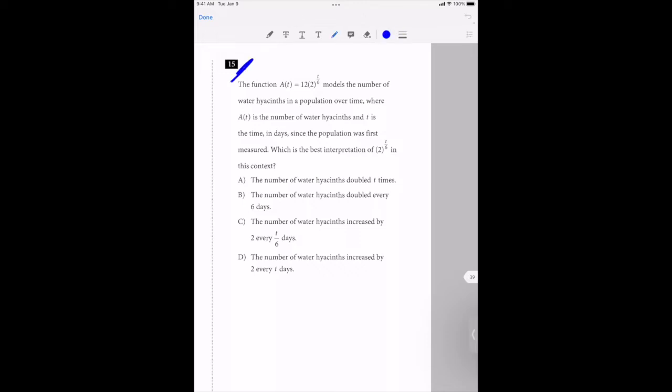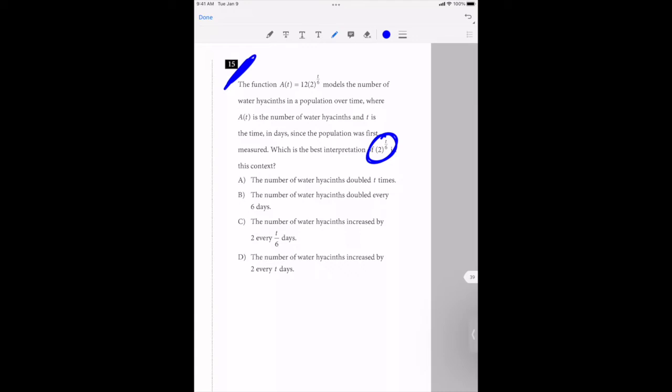All right, problem number 15 is another one where they're not really asking us to do much math. They're asking us to understand the purpose of the math. And so we've got this function, A of t is equal to 12 times 2 to the t over 6 power. And that is modeling the number of water hyacinths over time, where the function is equal to the number of water hyacinths and t is the time in days. And they want us to interpret 2 to the t over 6 power. Like, what does that mean?